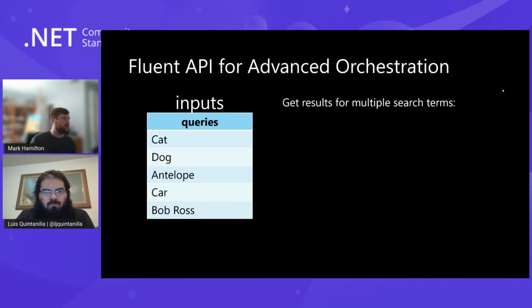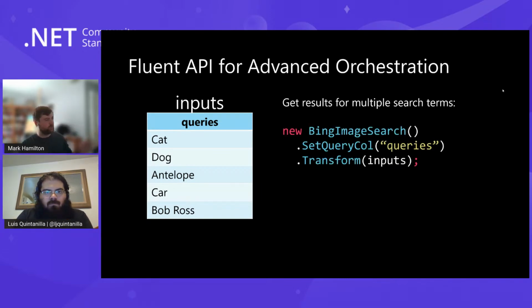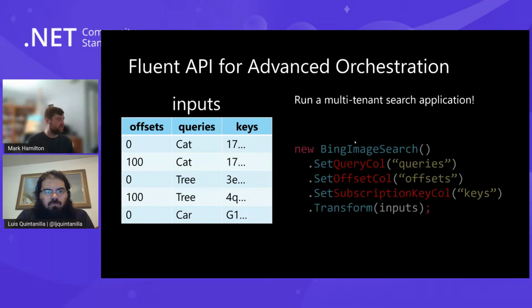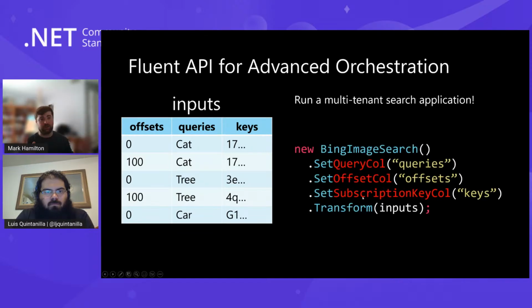If you say want to do Bing image search and get results for multiple search terms, here you can make a data frame of queries and set the query parameter to look at a column called queries. So that's a very simple usage, and setting up this Bing image search transformer is correspondingly simple. If you have a more complicated multi-tenant search application where you've now got to set the query, the offset, and a subscription key to be different for every single request, you can just fill those in with columns of the data frame. So you can now point the offset, basically which page of the Bing image search you're returning, or the key, which cognitive service you're actually calling.